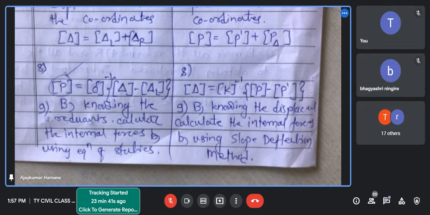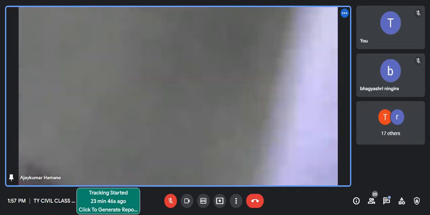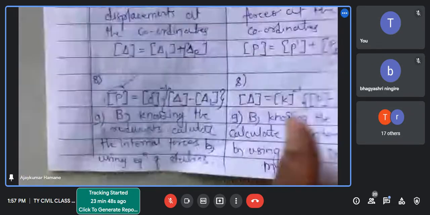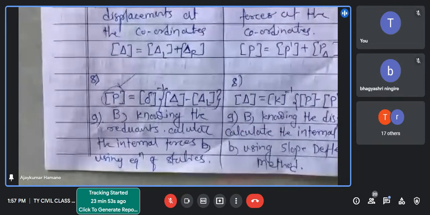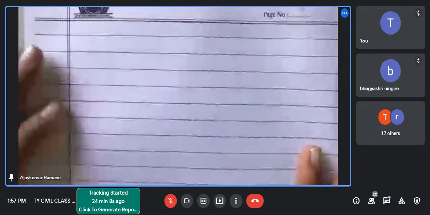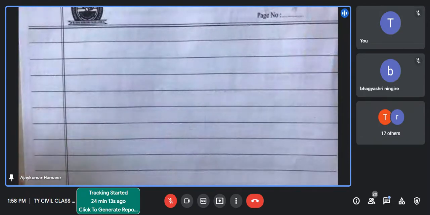Now, I will take one numerical. It will be okay for you to see how the steps are applied. Analyse a continuous beam by using the force method and the displacement method.